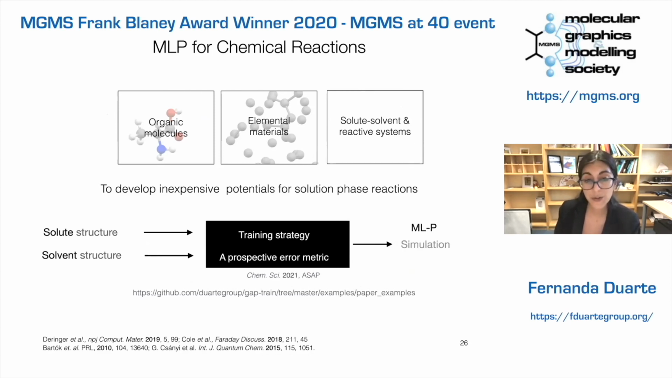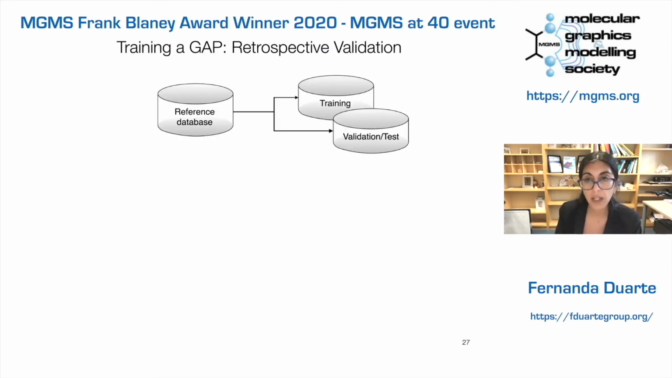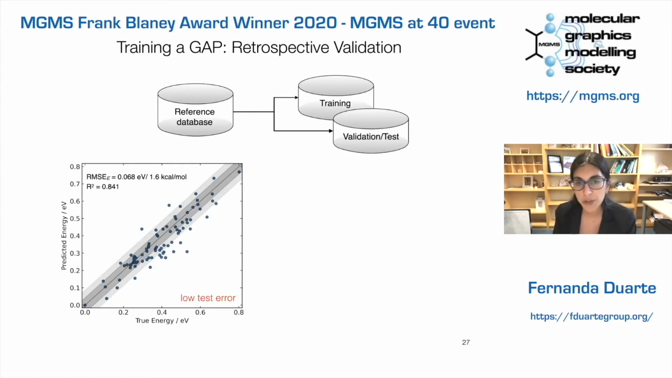GAP has been used extensively, especially in the UK, for modeling elemental materials and organic molecules, but we didn't have examples of doing that in a reactive fashion. So that is where our contribution came. So we are testing initially, learning from them the standard approach. We have a training, we have a validation test. And this is the error, is not great, can be better, but we were quite happy in many cases saying, okay, we have a low error.